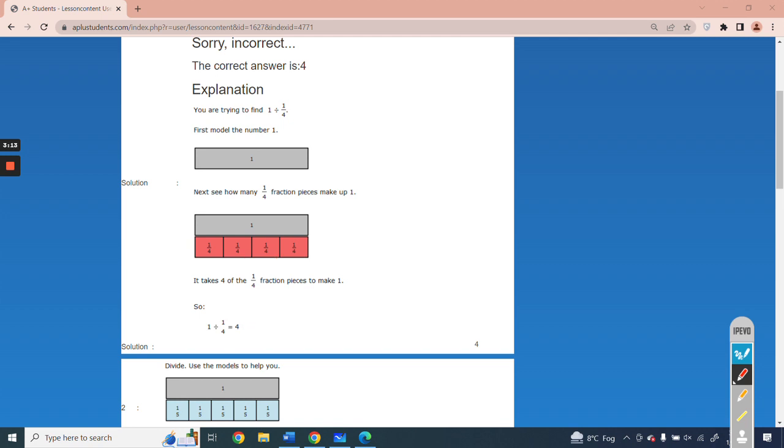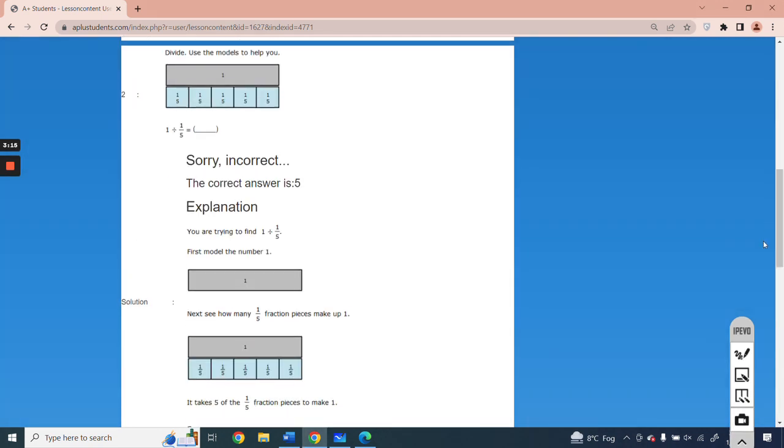The next one is 1 divided by 1/5. First of all, you make the model for the 1. Then you make 1/5. 1/5 means you make 5 parts of the complete whole, and each part is 1/5. So how many parts can we make? 1, 2, 3, 4, 5. That means 1 divided by 1/5 equals 5.